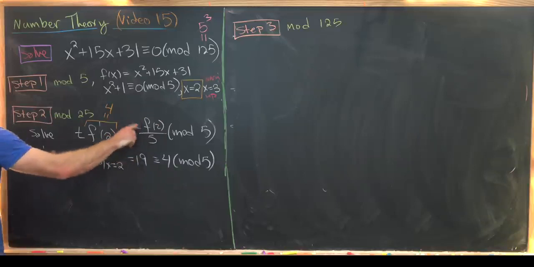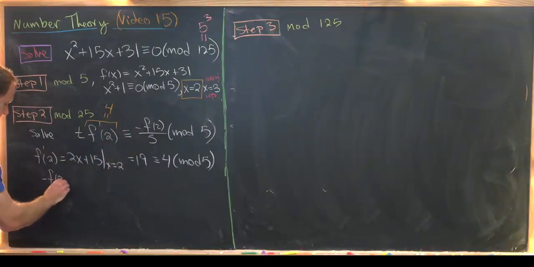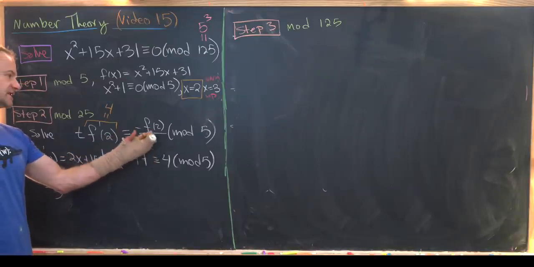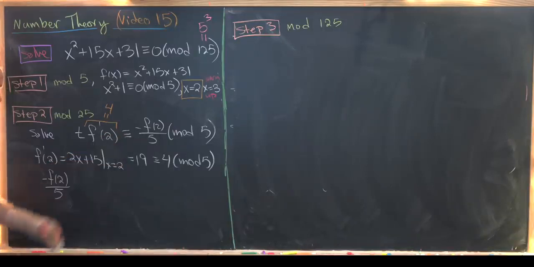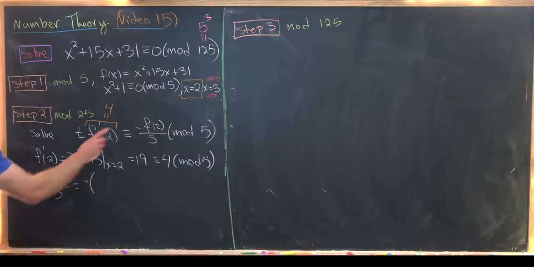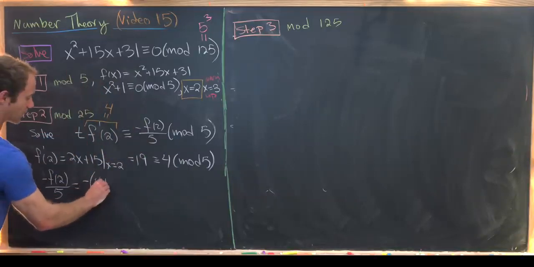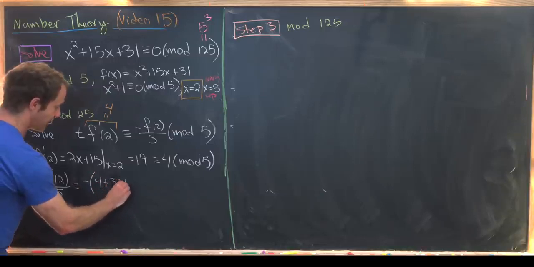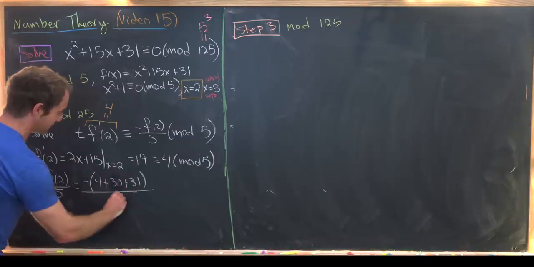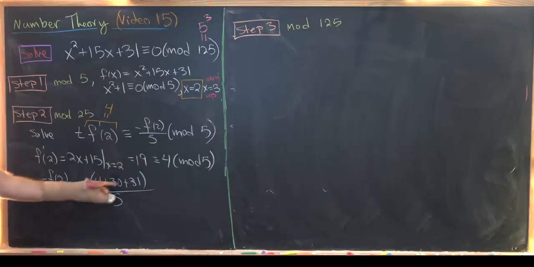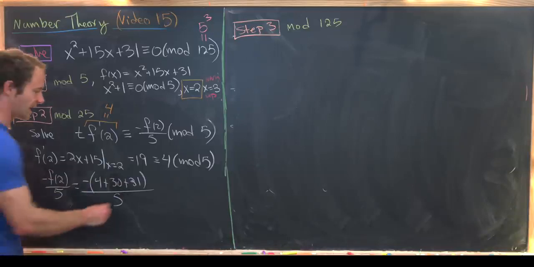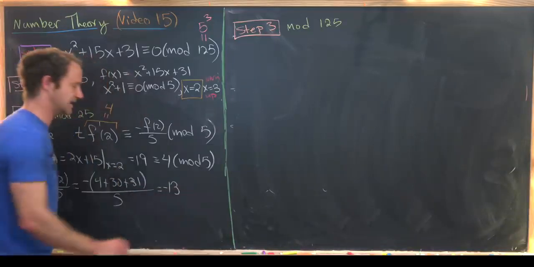Okay, now next we need to calculate this. So minus f of 2 over 5. Again, we might be worried that this is not an integer, but from the discussion that we had before, this is an integer. This is okay. Okay, so let's calculate this. This is going to be negative, then we have 2 squared, which is 4, plus 30 plus 31, and that's going to be all over 5. That's what we get from substituting 2 up here. But notice that's going to give us negative 65 over 5, which is negative 13.